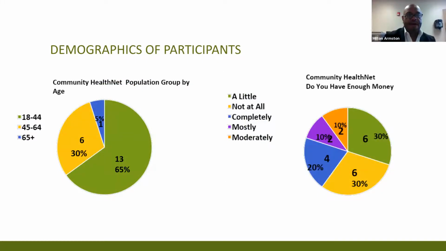So, Community Health Net population group by age. The largest part of the population are persons that are 18 to 44 years old, followed by persons that are 45 to 64. And then we had a small percentage that were 65 and older.